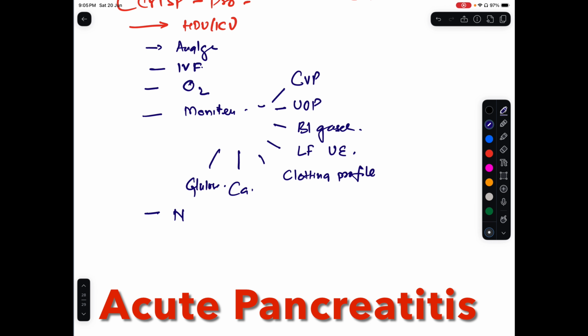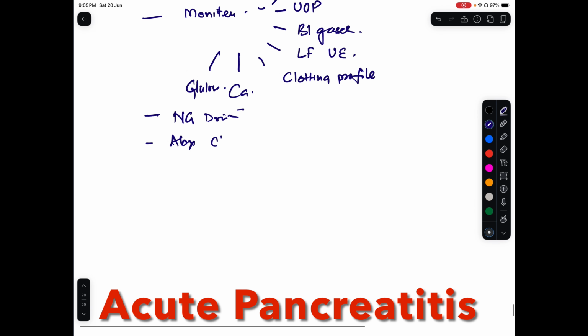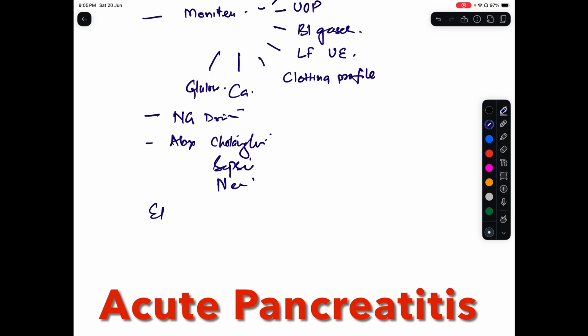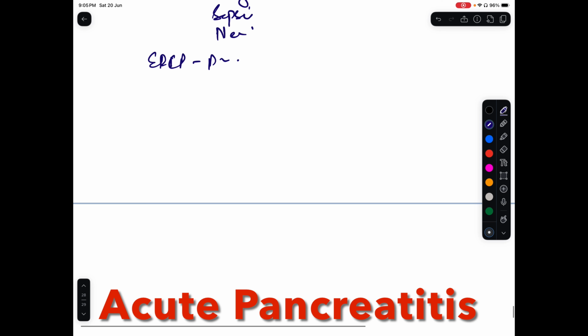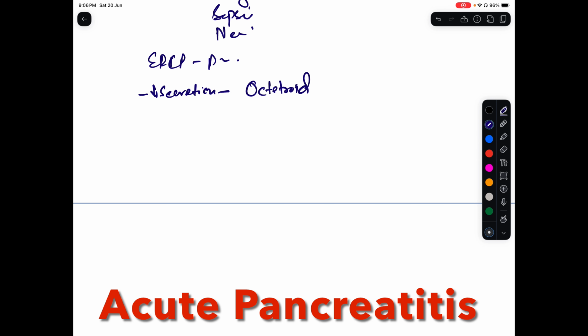Patient should get nasogastric drainage and antibiotics if it is cholangitis, sepsis, necrosis, or abscess, or if you are going to do ERCP. Other things you give to decrease secretion: octreotide. It's a very important drug. You give proton pump inhibitors to prevent stress ulcers.